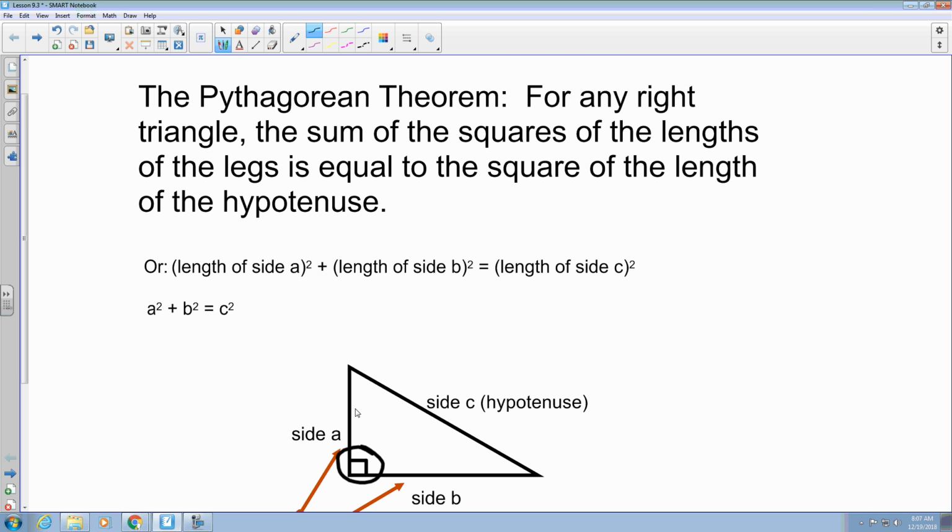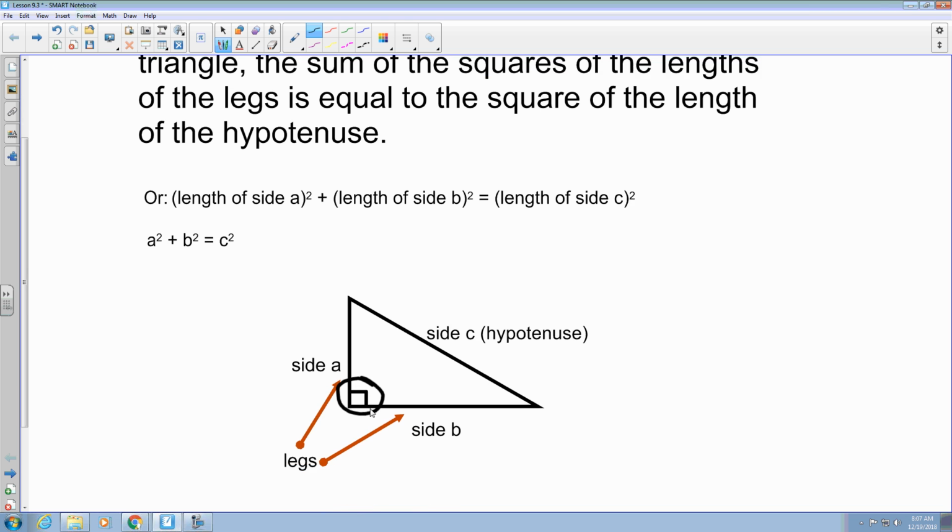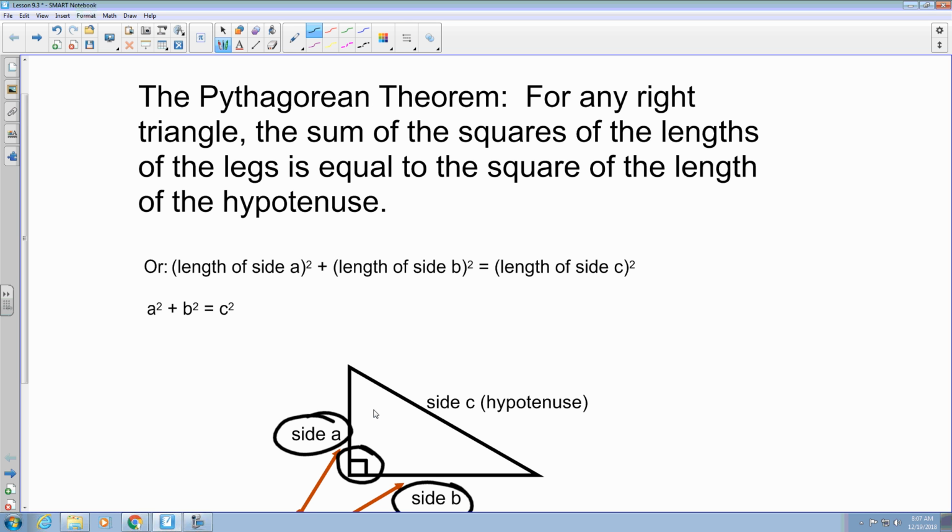And we are told that for any right triangle, the sum of the squares of the legs, these two sides here and here, side A and side B, those are the side lengths that touch that 90-degree angle, is going to be equal to the square of the length of the hypotenuse. All right, more commonly known as a squared plus b squared equals c squared, where a and b are our two legs and c is the hypotenuse.